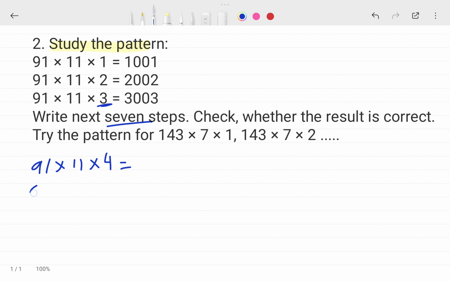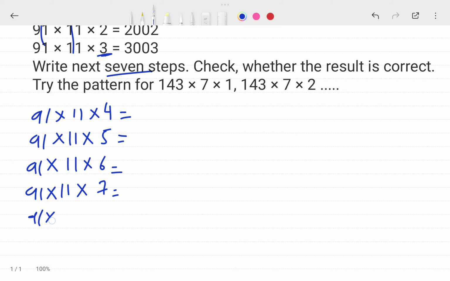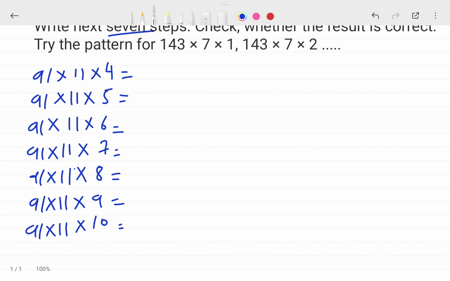Right? So now 91 will be the same, 91 11 is the same, and this 1 2 3 is there, it is going to increase. 91 cross 11 cross 5, because it's going to increase. Same, 91 cross 11 cross 6. 91 cross 11 cross 7. 91 cross 11 cross 8. 91 cross 11 cross 9. 91 cross 11 cross 1 2 3 4 5 6, this is going to be 10. This is our pattern. Now what is the answer?